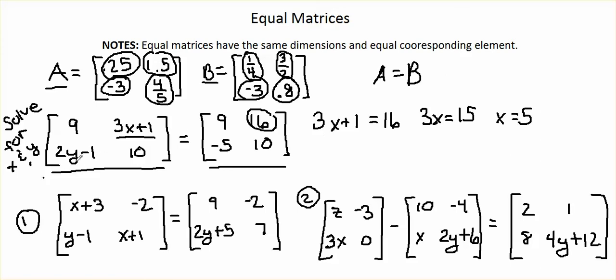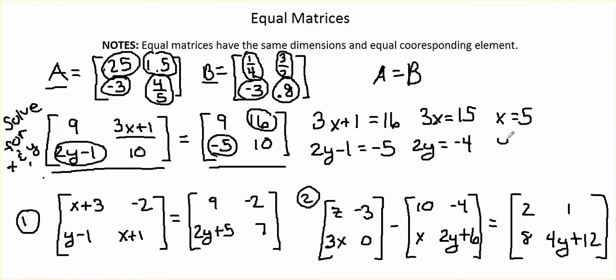The next variable that you see is 2y minus 1. And this must equal its corresponding element over here. So that must equal -5. So to solve for this, you would add 1 to both sides. 2y equals -4. And when you divide by 2, you get y equals -2. And then there's really nothing to do for these. There's no variable involved.